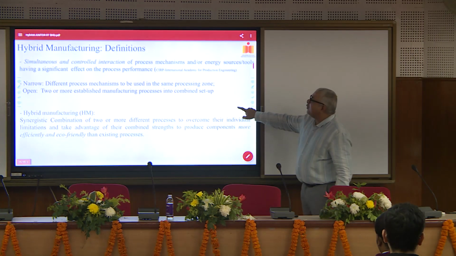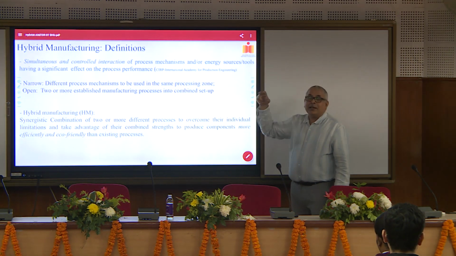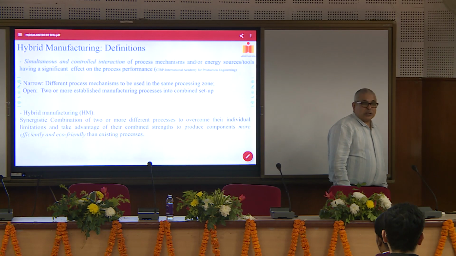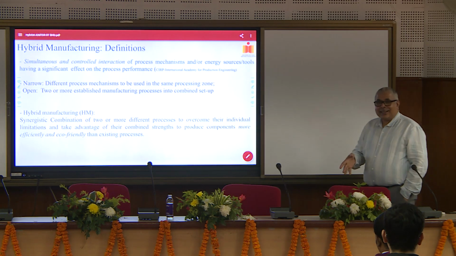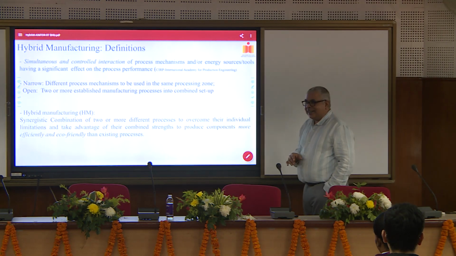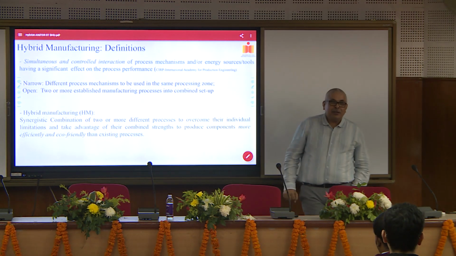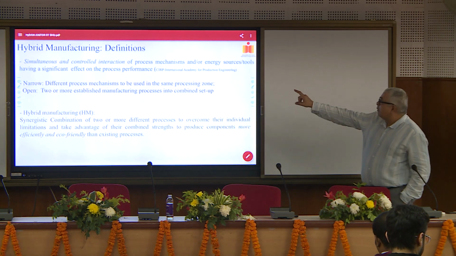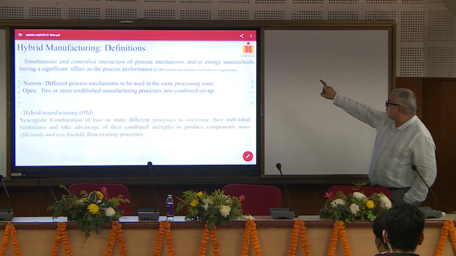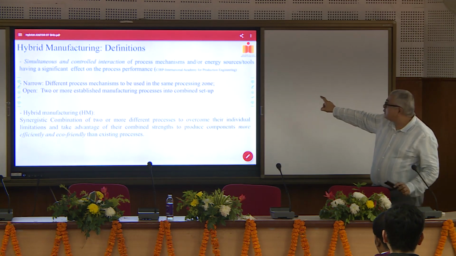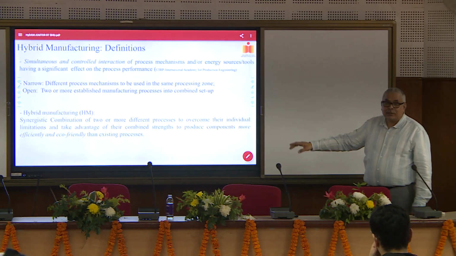Now, the hybrid manufacturing definition. This is the first definition, given by a group headed by an Indian in the CIRP, Professor Rajurkar. Okay, those of you who know EDM, ECM know Professor Rajurkar. I think he's an alumnus of this place, if I remember correctly, right? His definition in the CIRP, you can clearly see: simultaneous and controlled interaction of process mechanisms and/or energy sources and tools having a significant effect on the process performance. That's the CIRP definition, for those who know that.